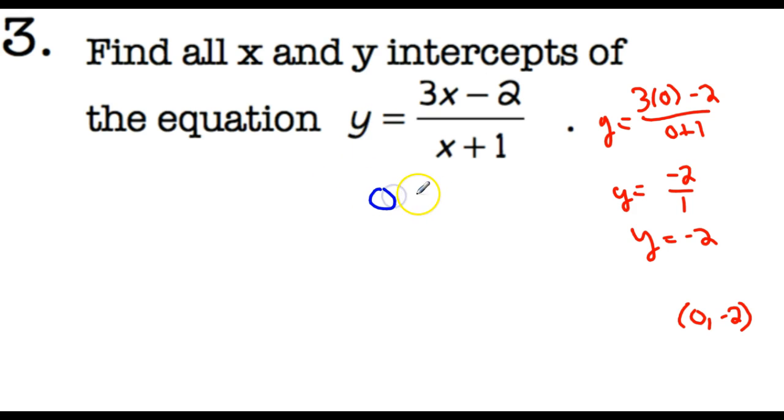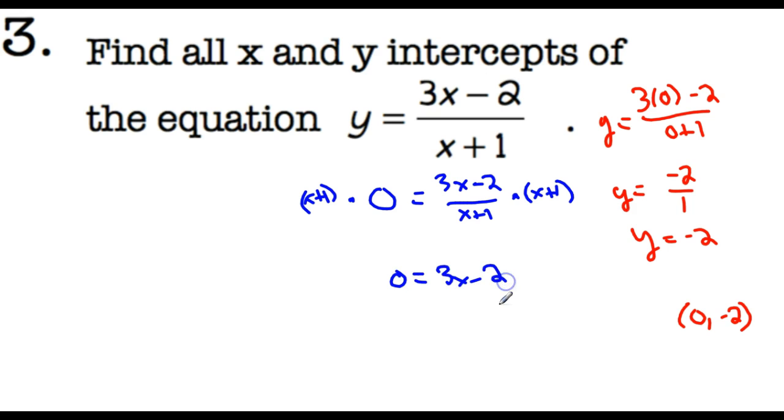So when I put 0 in for y, I get 3x minus 2 over x plus 1. And I'm going to multiply both sides by x plus 1, that denominator there. Well, x plus 1 times 0 gives you 0. And then solve for x, add 2 to both sides, and divide by 3, you get 2/3 is equal to x. So when x is 2/3, the y value is 0.